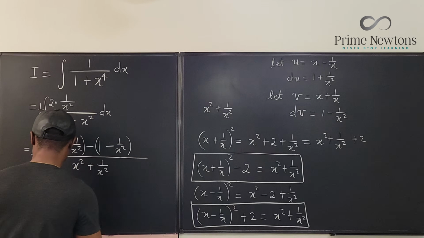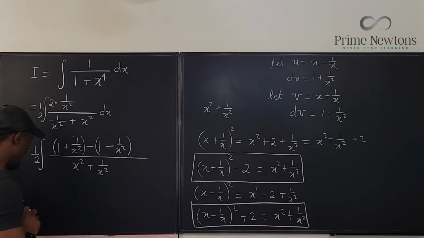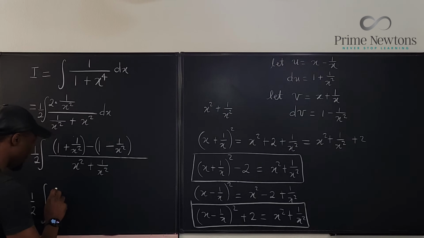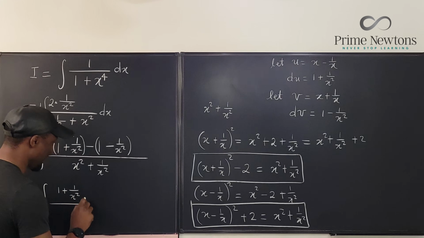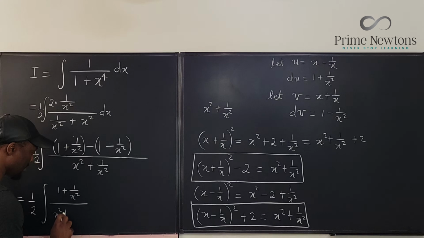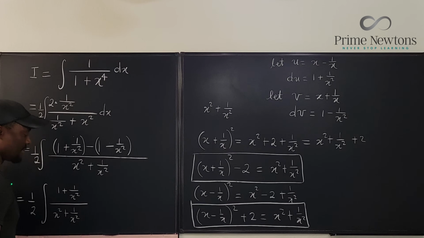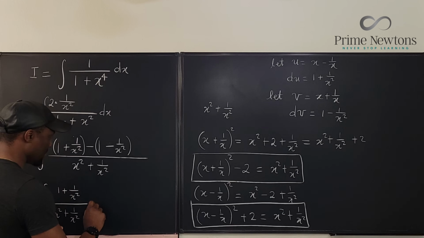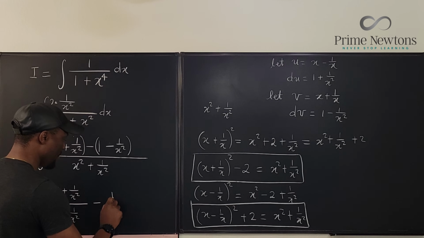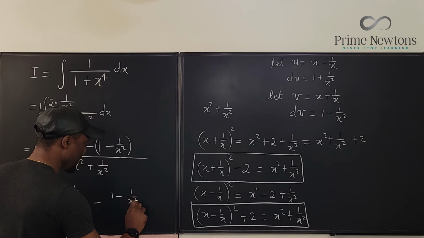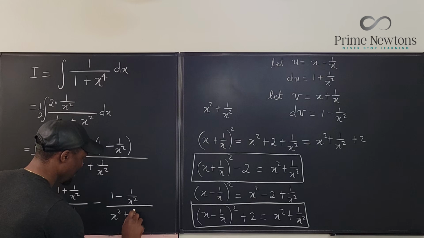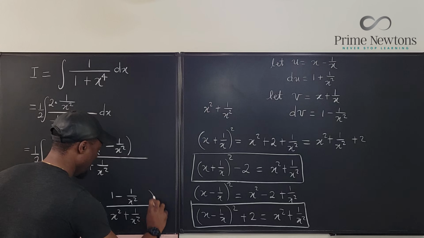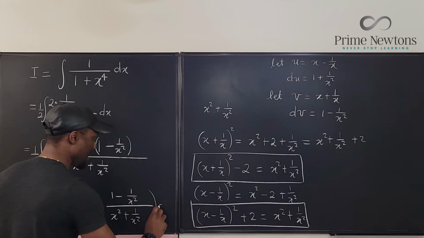Okay, now this is what we have. This is going to be 1/2 of the integral of 1 plus 1 over x squared divided by x squared plus 1 over x squared, minus, you split this, 1 minus 1 over x squared divided by x squared plus 1 over x squared. Okay, everything dx.